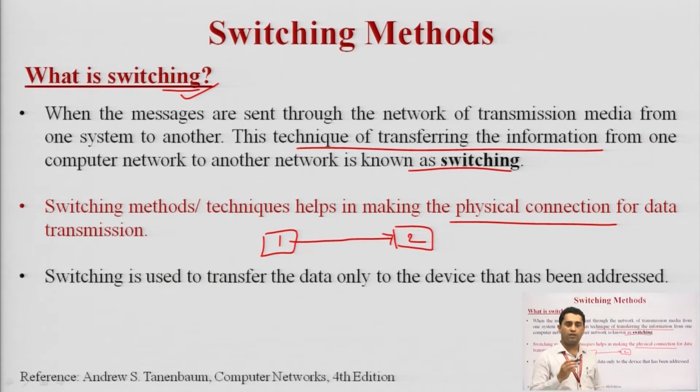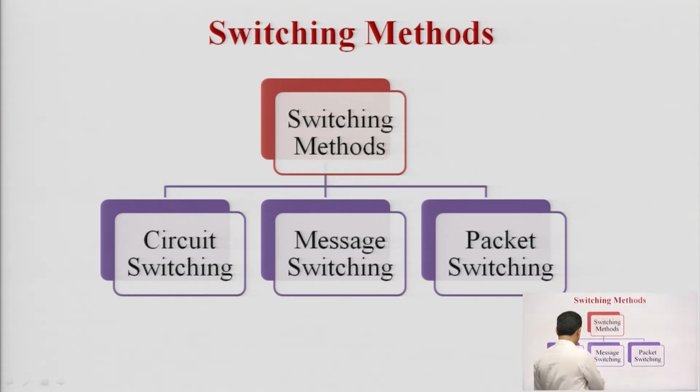The switching methods are basically three: number one, circuit switching, message switching and packet switching. These are the three main switching methods. Previously, we were using circuit switching. Then we migrated when we saw 2.5G GPRS, and we switched over from circuit switching towards packet switching. Still, there are many areas where we are using message switching. What exactly these switching methods are, what the differences are and what the examples are, we will discuss in this lecture.